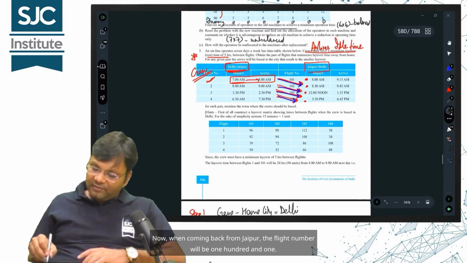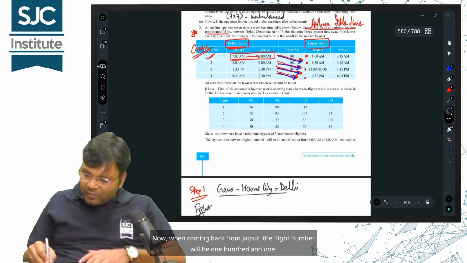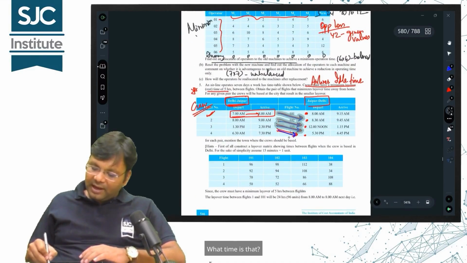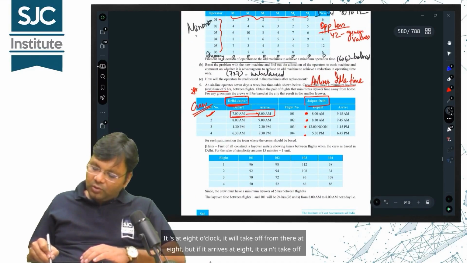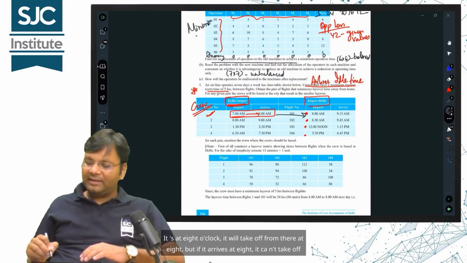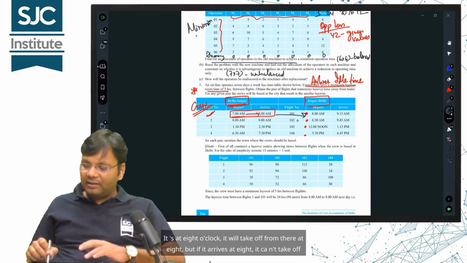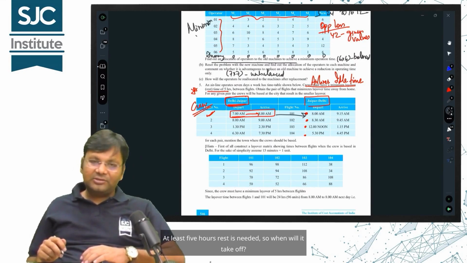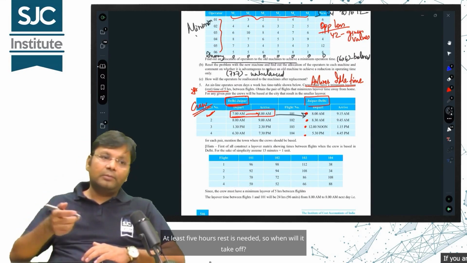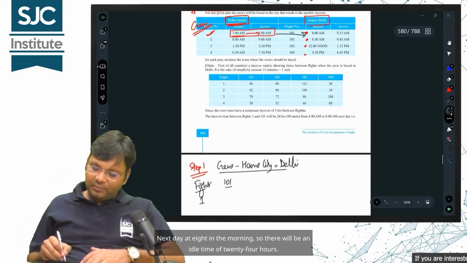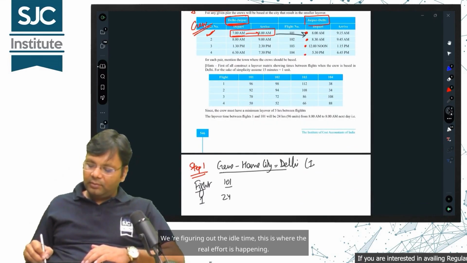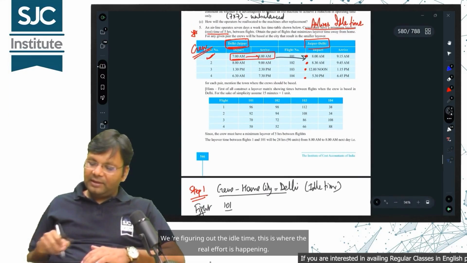Now, when coming back from Jaipur, the flight number will be 101. What time is that? It's at 8 o'clock. It will take off from there at 8, but if it arrives at 8, it can't take off at 8. At least 5 hours rest is needed, so when will it take off? Next day at 8 in the morning, so there will be an idle time of 24 hours. We are figuring out the idle time. This is where the real effort is happening.